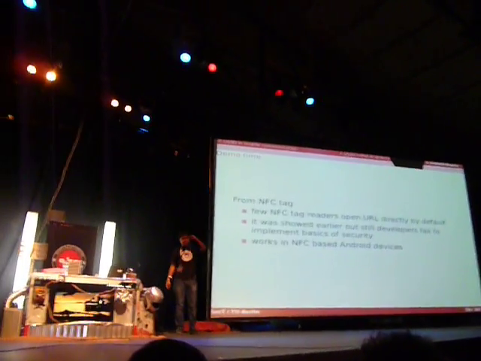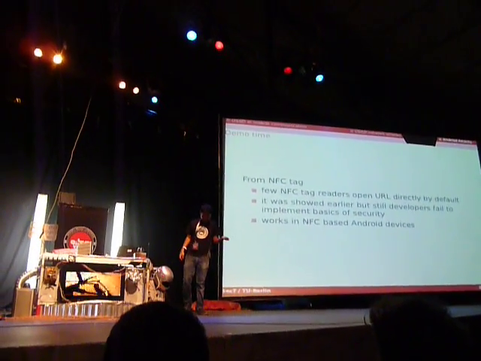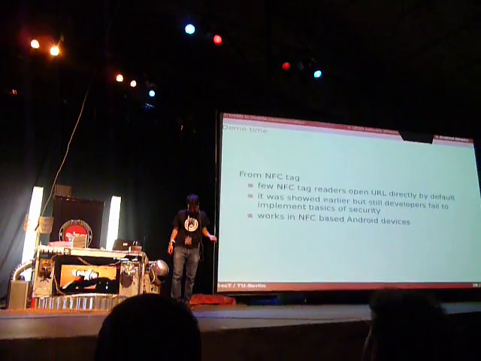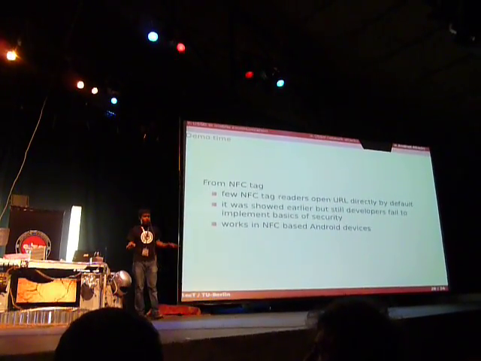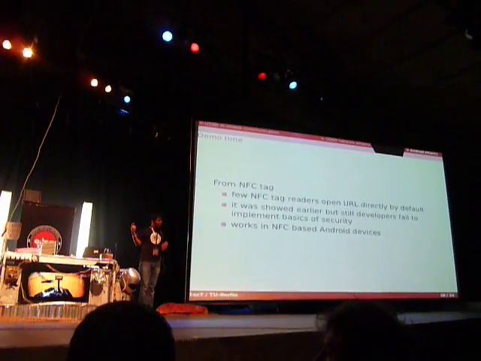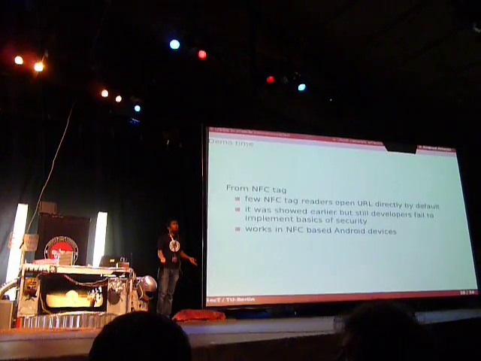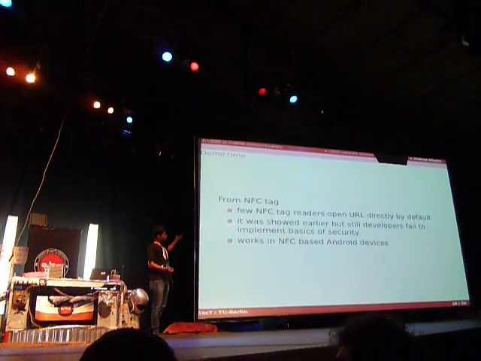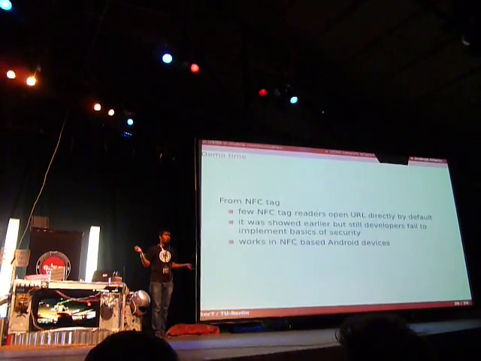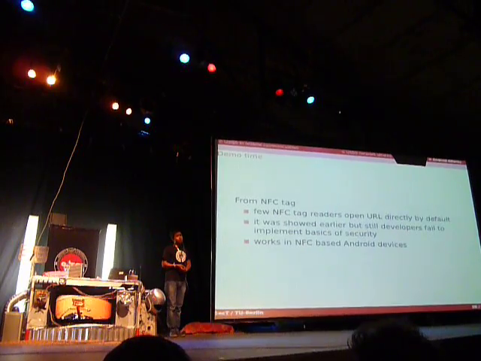So last year in this year in Black Hat, Charlie Miller also said that his attack was also working like this. If you're using a default NFC tag reader, you are perfectly fine. But if you are using any other NFC reader, which can open a URL or any tag without asking permission, you are affected. Same happens here also. If you have a bad QR tag reader or NFC tag reader, which can directly open the browser, you are affected.